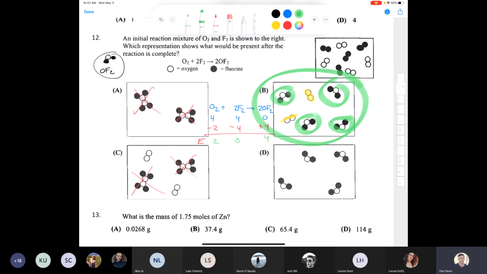D is just way off in left field because there's no oxygen left. No O2 present. So that cannot be correct. All right, so the answer is B.